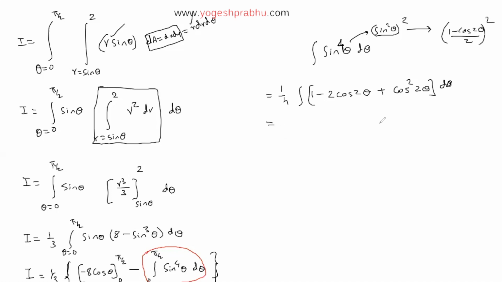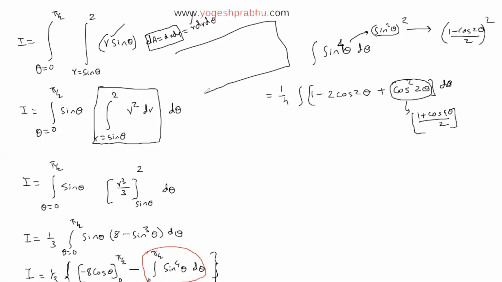Do you see, even we don't have a formula for cos square 2 theta? Can you integrate cos square 2 theta? You can't. You can integrate this, but you can't integrate cos square 2 theta. What will you do? You will write cos square 2 theta as 1 plus cos 4 theta over 2.